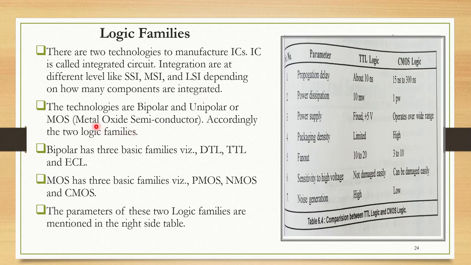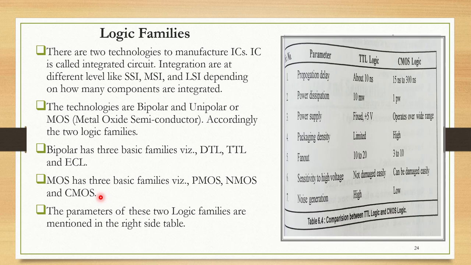The technologies are bipolar and unipolar, or MOS, metal oxide semiconductor. Accordingly, two logic families are there: one is bipolar, one is unipolar. Bipolar has three basic families: DTL, TTL, and ECL. DTL means diode transistor logic, then transistor-transistor logic, then emitter coupled logic. These are the bipolar ones. Then MOS is there.